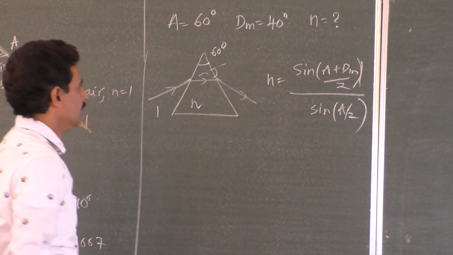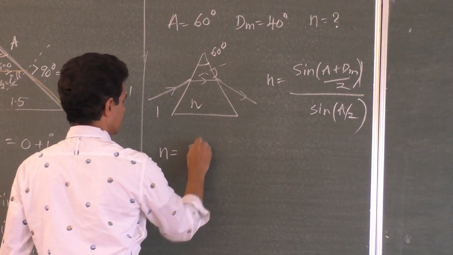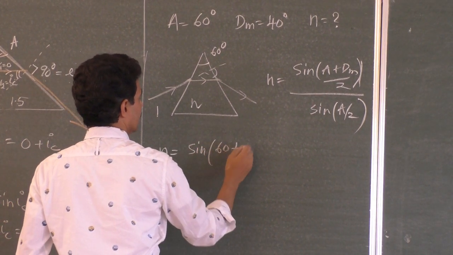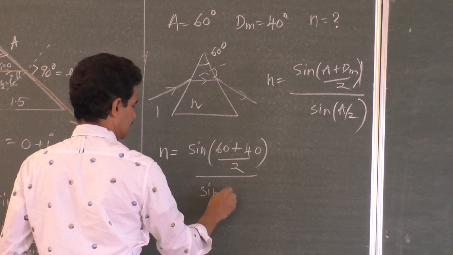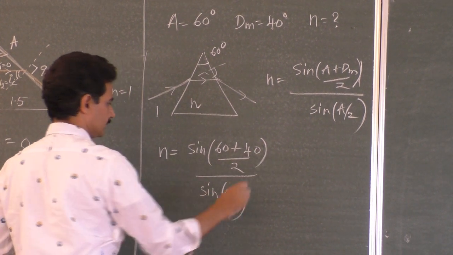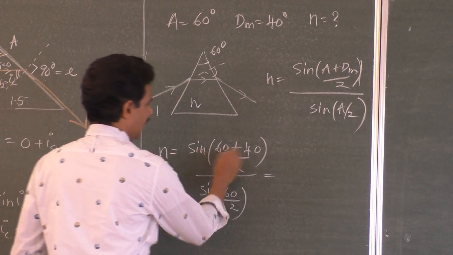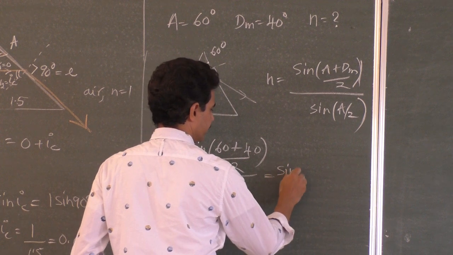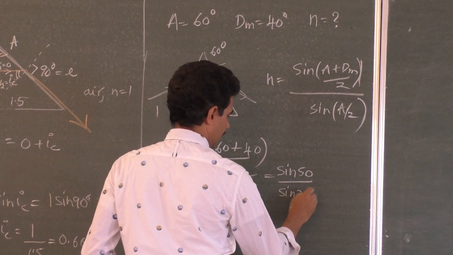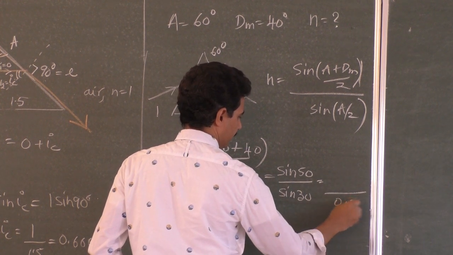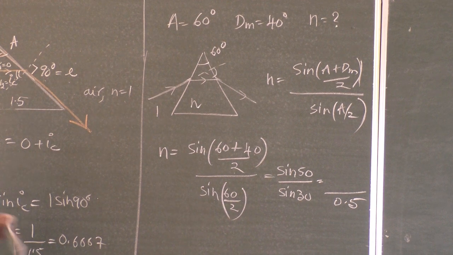Direct problem: n is equal to sine (60 plus 40)/2 by sine 60/2, that is sine (A plus Dm)/2 by sine A/2. That is equal to sine 50 by sine 30. Of course, the denominator you know, 0.5. It is half. What is sine 50? Sine 50 has to be taken from the logbook.